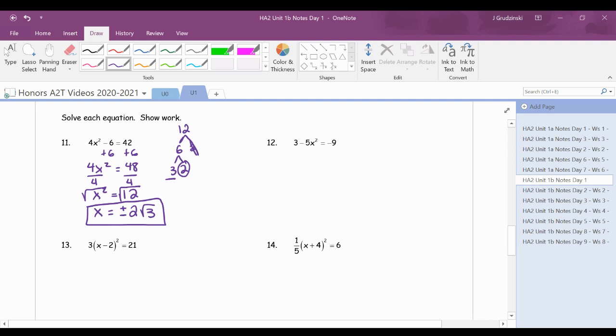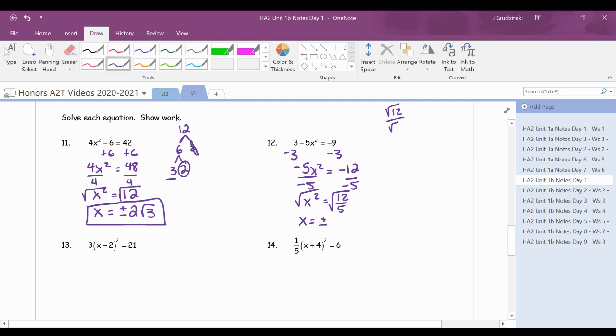If we look at number 12, first I'm going to subtract 3 from both sides. So I have negative 5x squared equals negative 12. Then I can divide by negative 5 on both sides. So I get x squared equals 12 over 5. Then I need to take the square root of both sides. Now we know that we're going to split this radical in two. I'm going to do my work off to the side up here just because I'm running out of space.